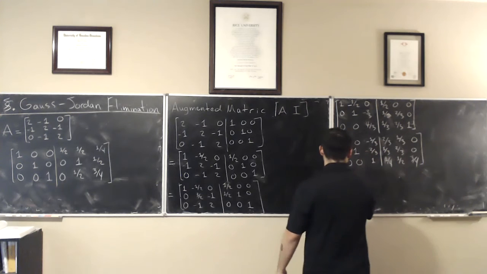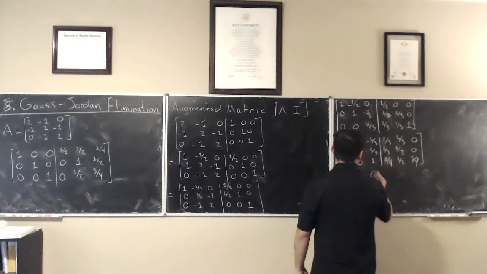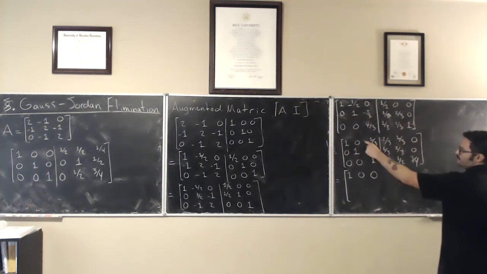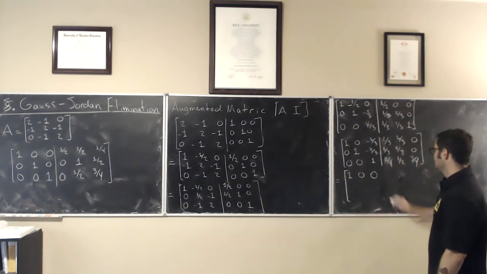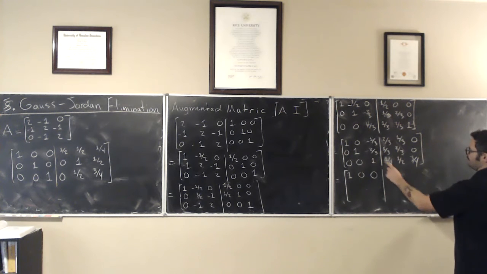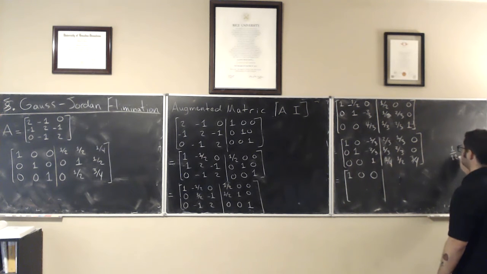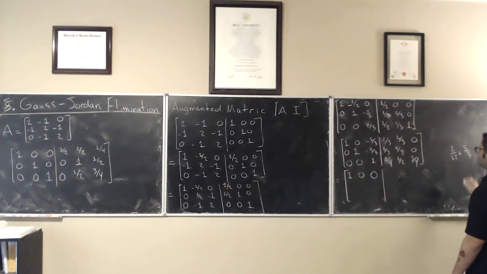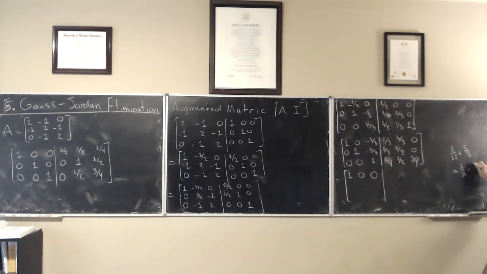So 1, 0, 0. So what did I do? I multiplied this by 1/3 and added it to that. So this by 1/3 is 1/12 plus 2/3. What is that? 1/12 plus 4 times that 2 is 8/12. So that's 9/12, or just 3/4.